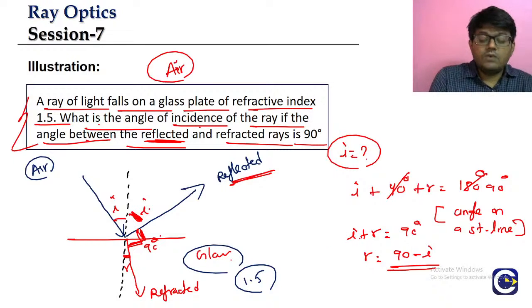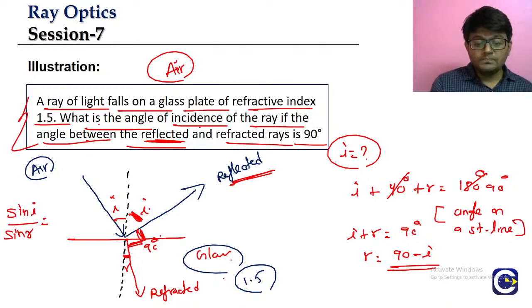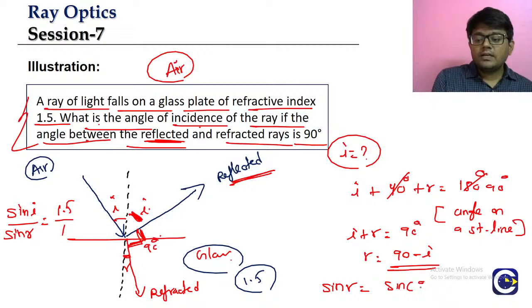The refraction angle is 90 minus I. Now we will go to Snell's law. What is Snell's law telling us? Sin I by sin R is equal to mu2, glass refraction index 1.5, divided by mu1, air, which is 1. So sin I divided by sin R. Sin R means sin of 90 minus I. What is sin of 90 minus I? Cos I. So in place of sin R, we can put cos I.